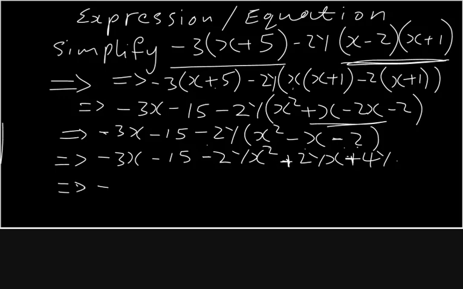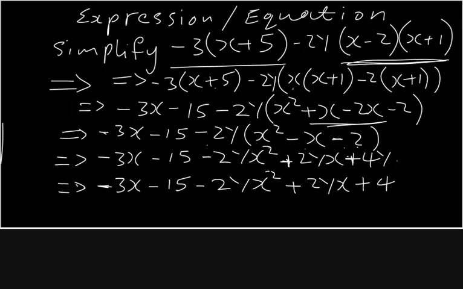So this is going to be equal to our final answer, which is minus. You can always write the highest power first. So it's minus 2yx squared, minus 3x, minus 15, then plus 2yx plus 4y. See it.